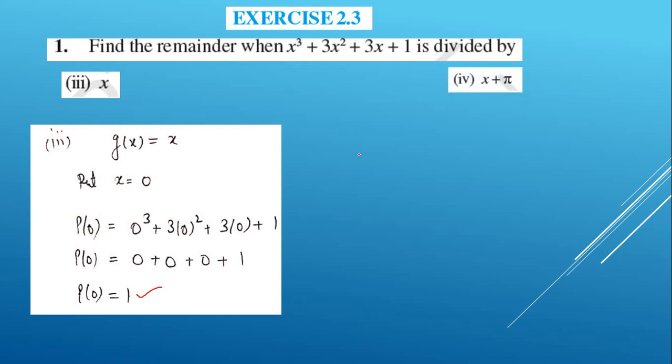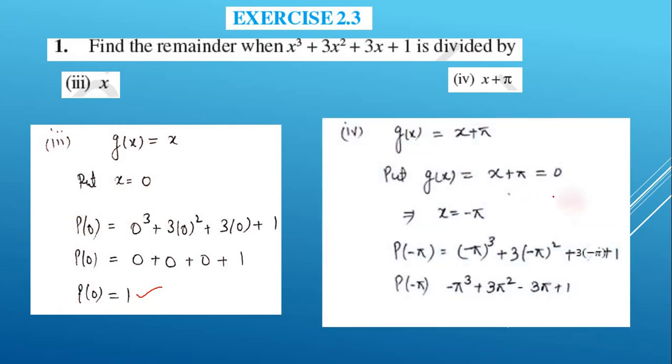Next, the fourth part I am taking. In the fourth part, we have x plus pi as the divisor polynomial. We'll put it equal to 0. Then x equal to minus pi you will get. When you substitute x equal to minus pi in this polynomial, you will get minus pi whole cube plus 3 into minus pi square plus 3 into minus pi plus 1.